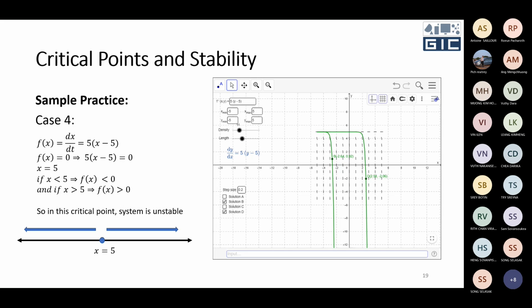Why do you say that? When x is less than 5, it means it's negative, so we draw a left arrow in our diagram. And if it's greater than 5, it's positive, so we have a right arrow here. Based on the values that we have, if we plot it in the slope field, you will see that our system is unstable. We just use only the phase diagram to identify it.